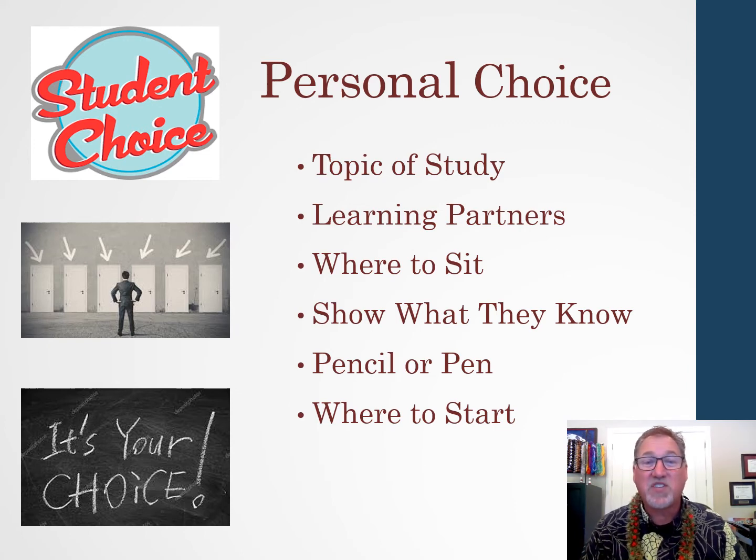Maybe it's a topic of study. Maybe it's whether they work with a learning partner or not. Maybe it's where they sit. Maybe it's an alternative assessment. It's showing what they know, and maybe they get to decide that. At the elementary level, we've seen kids just light up when the teacher tells them they can either use a pencil or a pen. And all of a sudden these kids who were disengaged were so excited.